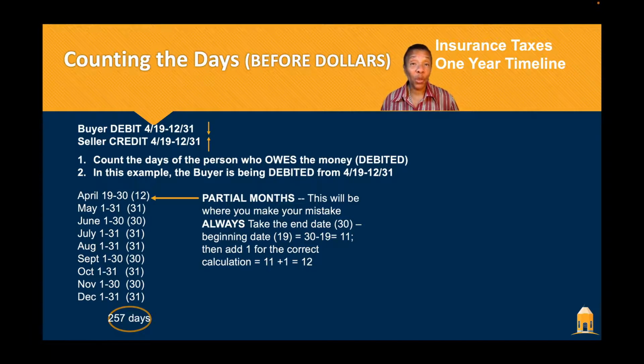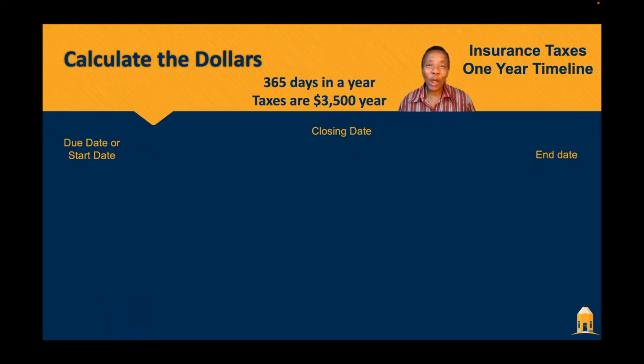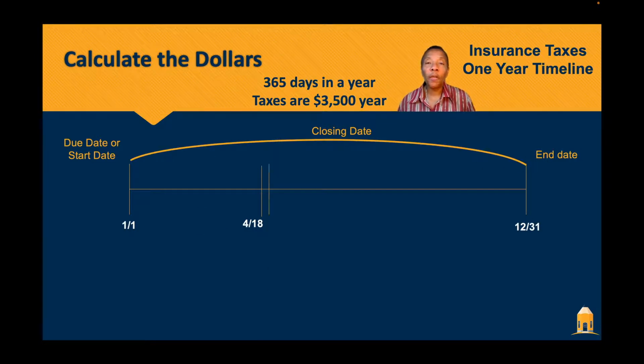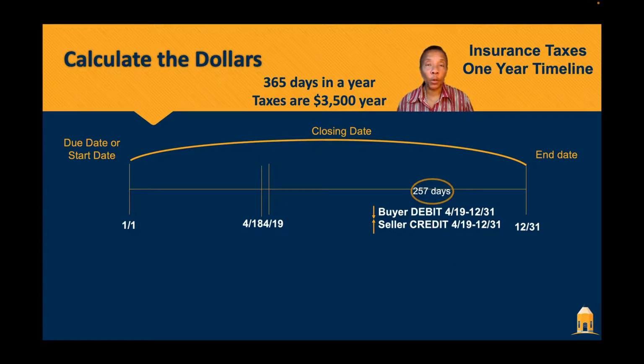Now, I always have my students calculate your days before your dollars. Always. It makes it a whole lot easier. You don't have to worry about rounding issues and things of that nature in the end. And so let's take a look at these 257 days and see what it's really worth. Again, we have our same timeline that we had before. Let's say that these taxes were $3,500. And what we're trying to count is this right side of the timeline, right? Again, we're trying to count that 4/19 to 12/31. And we now know that it is 257 days for that entire period of time.